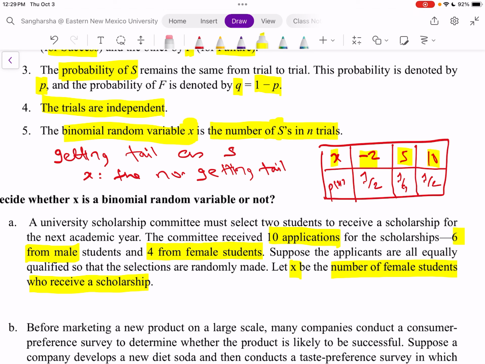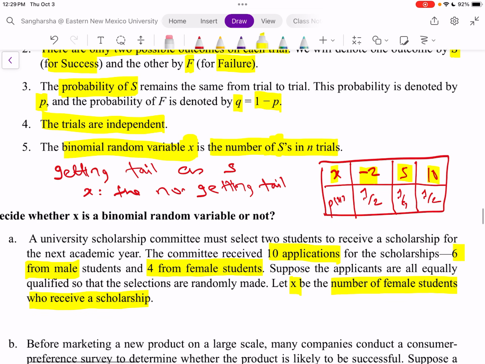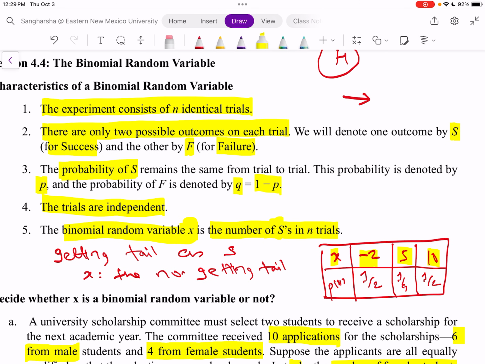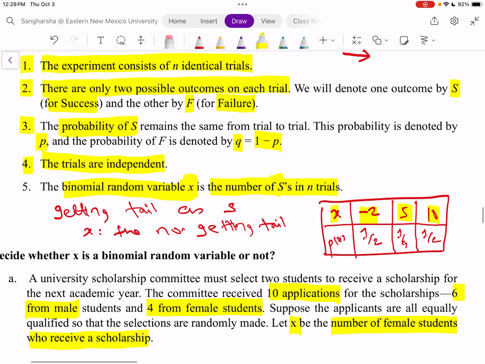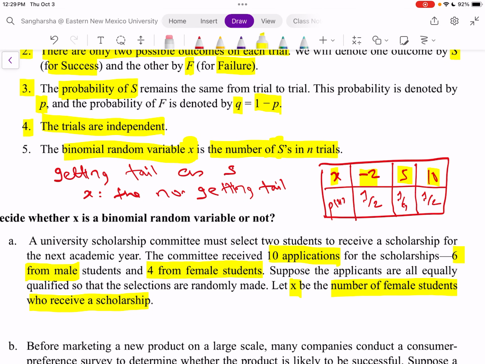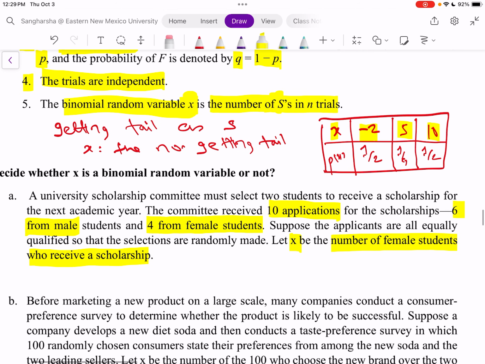Now, is our X a binomial random variable or not? To be a binomial random variable, all of these 4 characteristics have to be satisfied. Okay, so we have the 10 applications. Out of 10 applications, 6 are from male and 4 are from female. Will our X, the number of female students who receive a scholarship, be a binomial random variable or not?